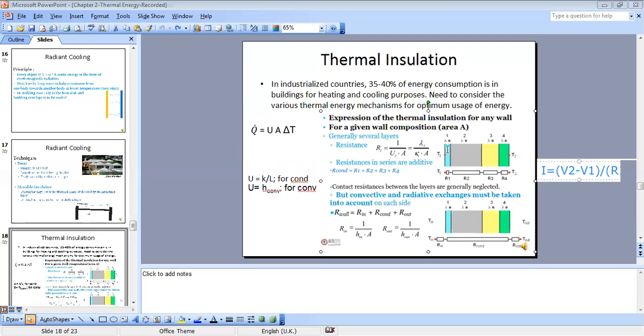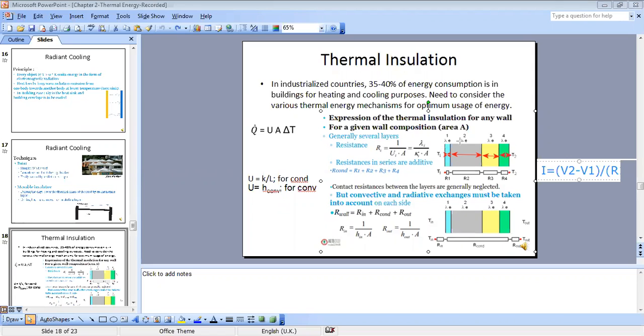Now, what are the different resistances you have? In the case of your building envelope, each layer will constitute a resistance. Why should you divide it into several resistances? Because you have different conductivity. For each material you have a new conductivity. This is why you can consider that you have several resistances in series.